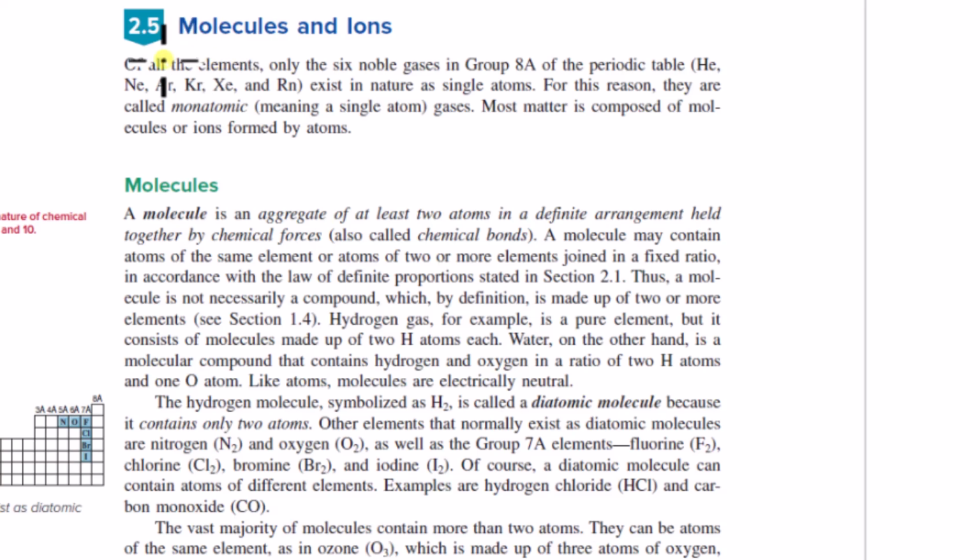Okay, so we know what an atom is, all right? Of all the elements, only the 6 noble gases in the last column of the periodic table exist in nature as single atoms. For this reason, they are called monoatomic, meaning single atom gases. Most matter is composed of molecules or ions formed by atoms.